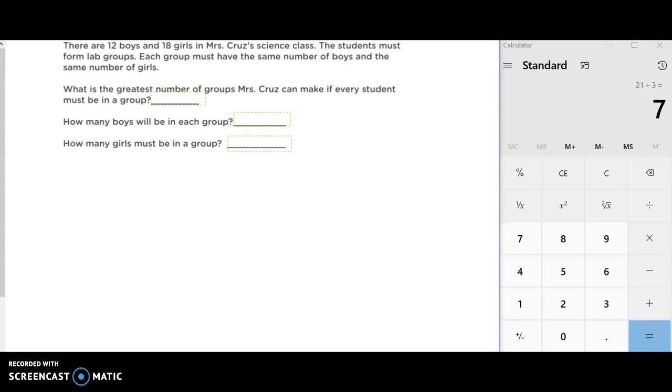Oh boy, word problem. Guys, it's just as easy. You just look for the key words.